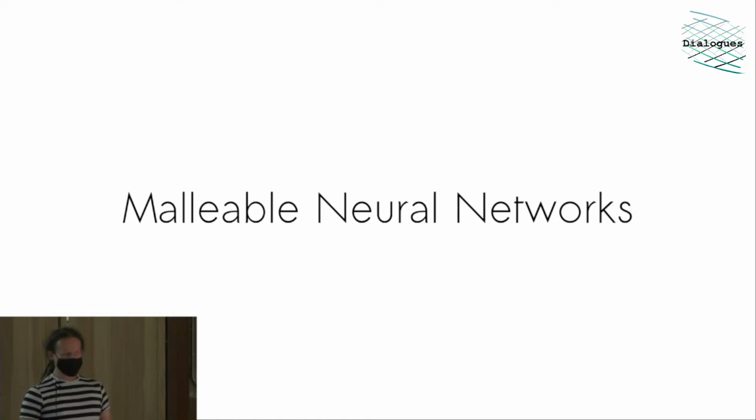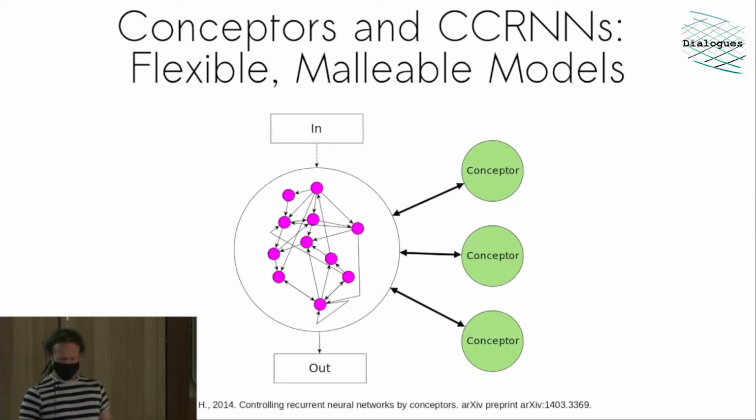So that was no data. Now let's think about data and malleability. I started doing some experiments with these things called conceptors, which also come from Herbert Jaeger, who's one of the main researchers behind echo state networks.